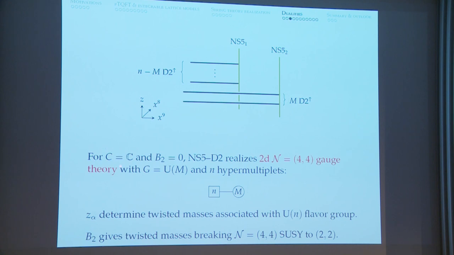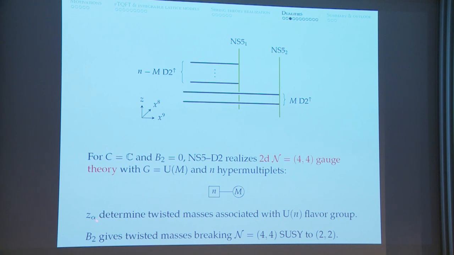And let's consider the rational case. And let's turn off the B field for simplicity. Then this picture, this NS5-D2 brane system, is a very well-known one. It realizes two-dimensional N=(4,4) gauge theory with U(M) gauge group with N matter fields. So the U(M) gauge group comes from this part of D2 branes. I have M of them. And N hypermultiplets, N matter fields, come from this region of D2 branes, right? So I get this theory, which is described by this quiver.